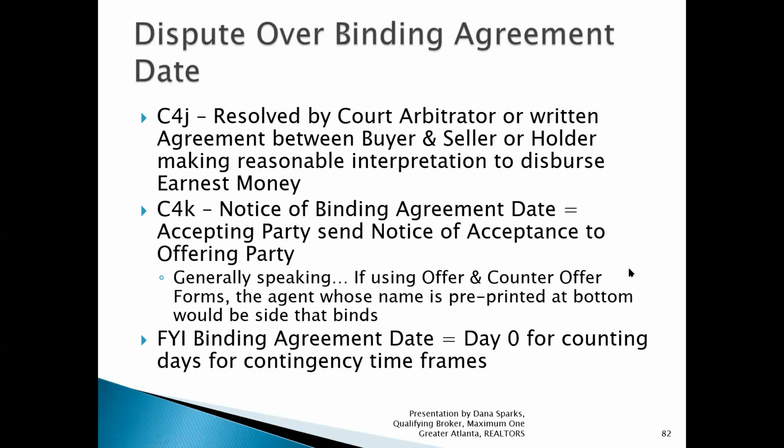Point of practice to you agents. As soon as you go binding, you need to get on the same page, both brokers, both agents, with what is the actual binding agreement date. Why? Because the binding agreement date, for all intents and purposes, is day 0 for all the other contingency timeframes. So if you're looking at terminations and contingencies and protecting buyers' earnest money, you need to make sure that you are within the correct contractual time frame, and that time frame begins with the binding agreement date.